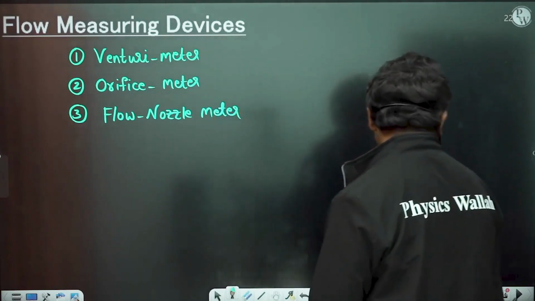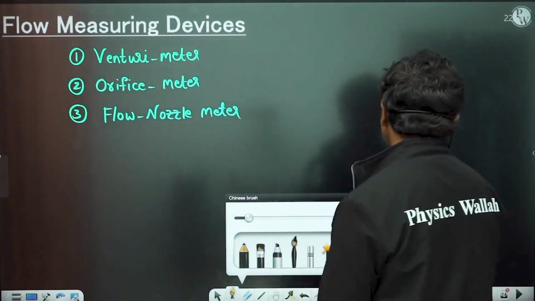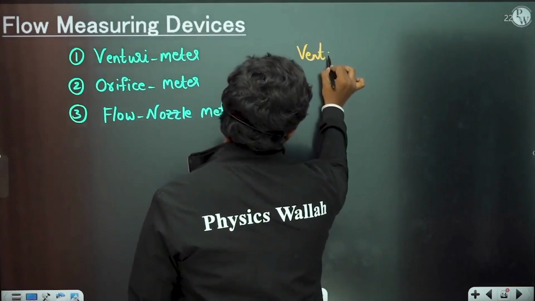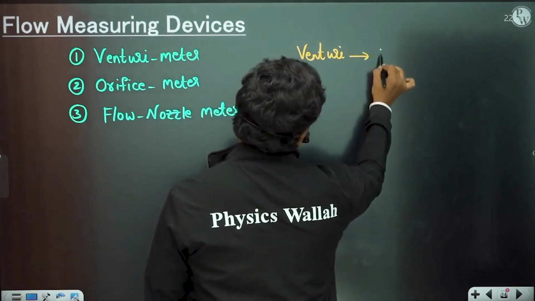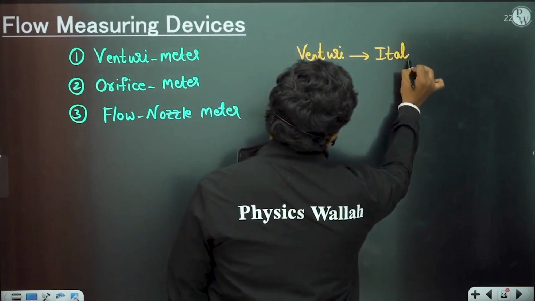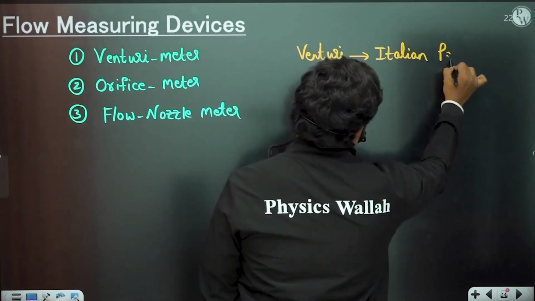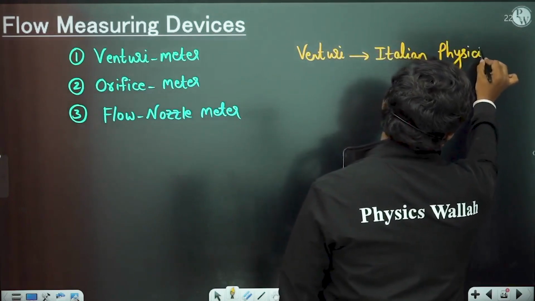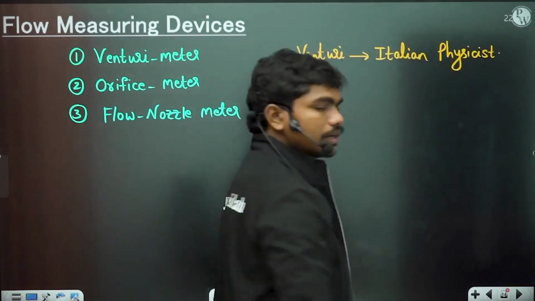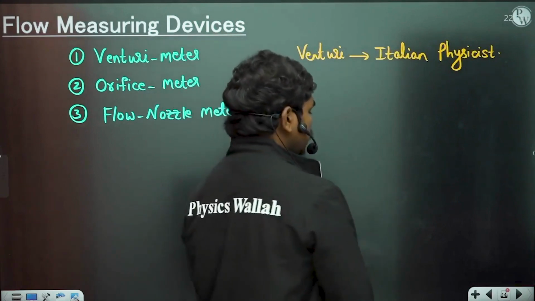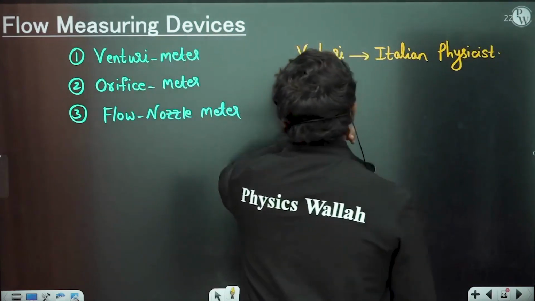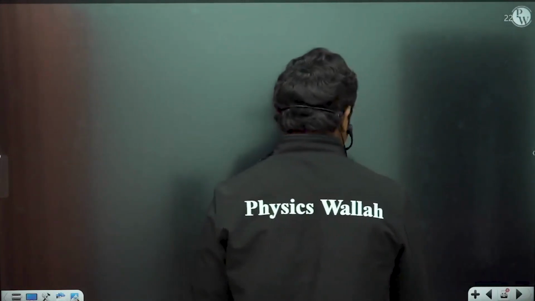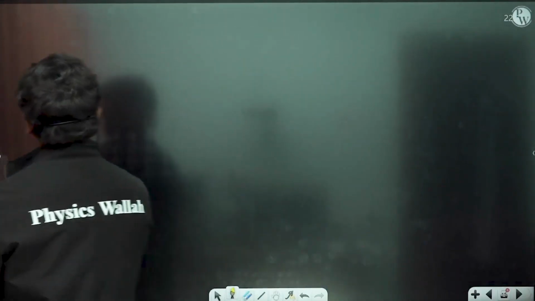First, Venturi meter. Venturi is basically the name of an Italian physicist. He is Venturi, and this meter was developed by him. That's why it is called the Venturi meter. Now, let us see certain good points about this Venturi meter.